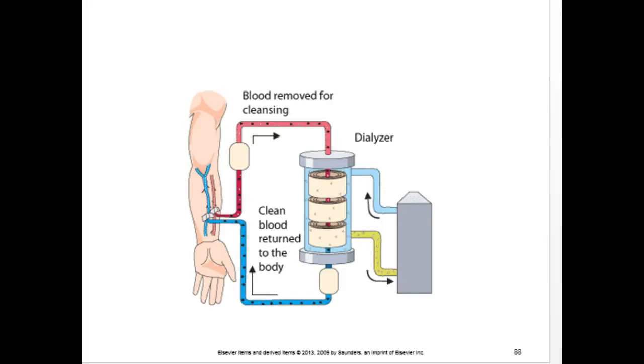Here's another graph of how the hemodialysis procedure works. The blood is accessed by the artery. It's sent through the dialyzer. The waste products are filtered out, and then the blood goes back into the venous system.